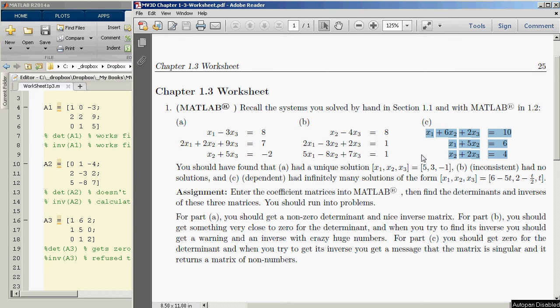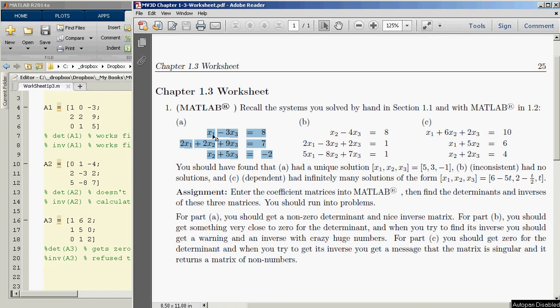out of the weeds. So we're going to see if we can determine ahead of time whether or not we'll have a problem, and you can do that by checking the determinant of a matrix. We're just going to check the determinants and calculate the inverses of these three systems, or the matrix versions of these three systems.